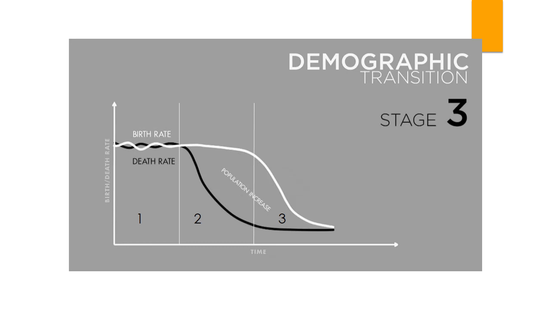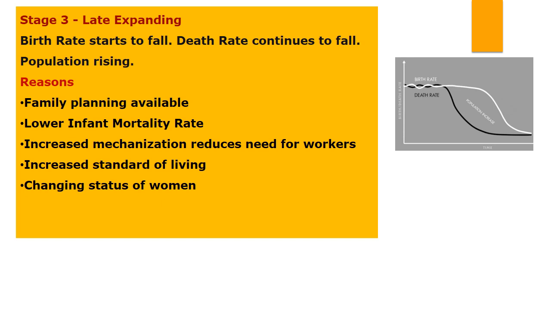Now stage 3. Stage 3 is where the death rate has come into a stable state, and at the same time the birth rate has started declining. Birth rate has started declining. So this is stage 3. Let us look at the reason behind the fall of birth rate.